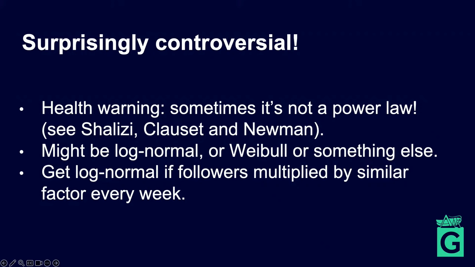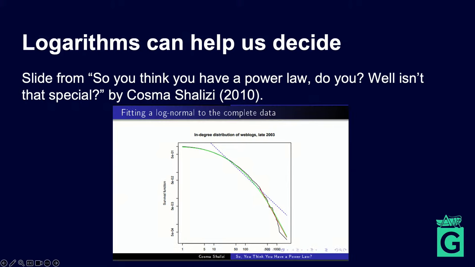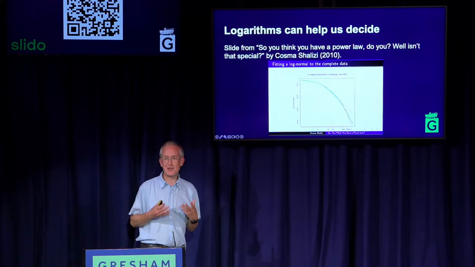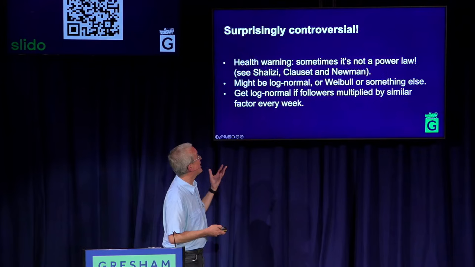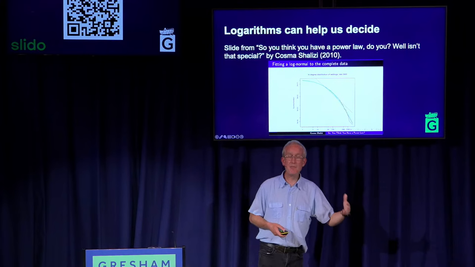So, for example, here is a graph from Cosma Shalizi's talk where you can see, well, no, this really isn't a straight line. And this has one of my favorite talk titles ever. His talk is called, "So You Think You Have a Power Law, Do You? Well, isn't that special?" So you can see that, at least within the levels of mathematical discourse, this is kind of gloves-off type stuff. People are fighting about, is this a straight line? Should it be a straight line? What's the model by which it's a straight line? But the point is, it almost doesn't matter.